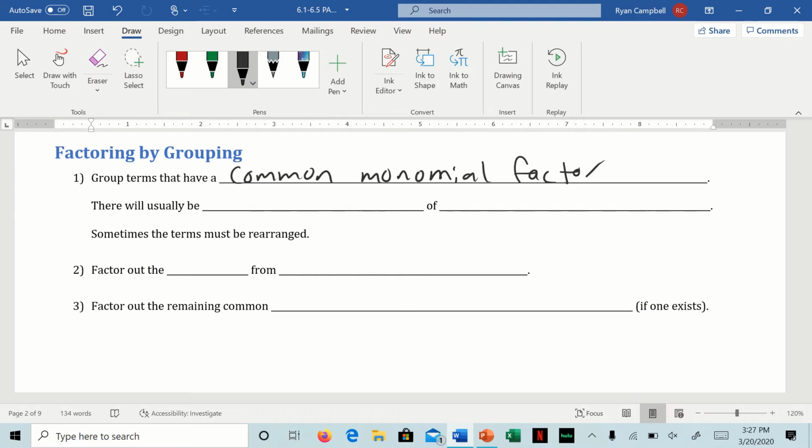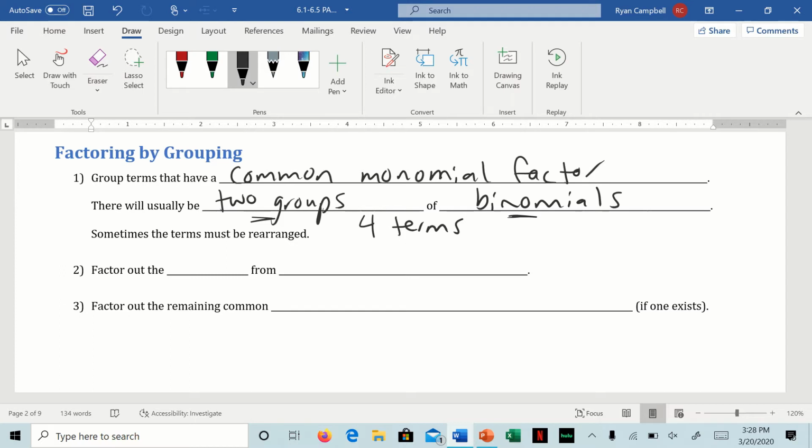There will usually be 2 groups. Especially in this class, there's only going to be 2 groups of binomials. Remember, binomials are 2-termed polynomials. So if you have 2 groups of 2 terms, how many terms do you get? Hopefully we can figure out that simple math. That's 4 terms, so it's going to be a 4-termed polynomial, ultimately. Yes, there will be 4 terms.